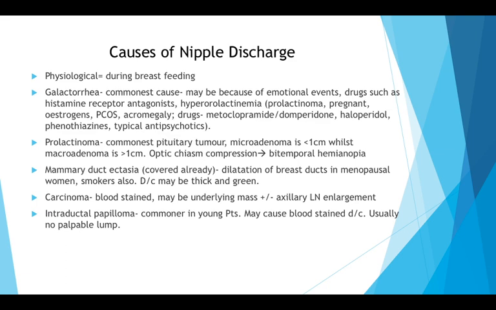Prolactinomas, you've got the micro and the macro types, with the micro being under a centimetre and macro being above a centimetre. And thinking about the neurological sort of manifestations of a tumour in the optic chiasm region can present with a bitemporal hemianopia. We've touched on mammary duct ectasia causing a nipple discharge already. Cancers can also cause nipple discharge, but they tend to be blood-stained with an underlying mass and lymphadenopathy. And finally, intraductal papilloma, common in younger patients with a blood-stained discharge.